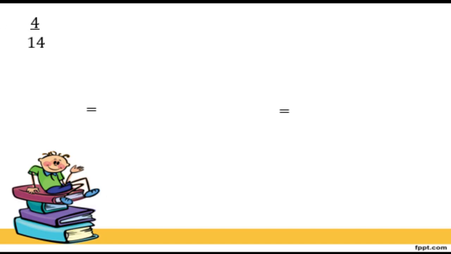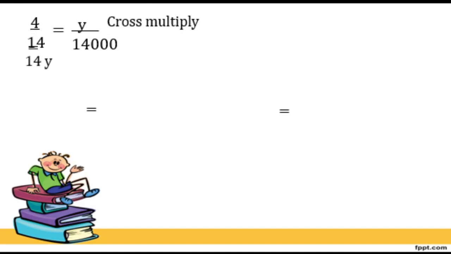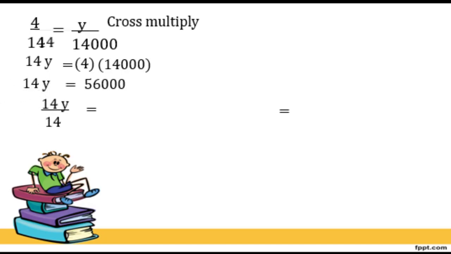So 4 over 14 is equal to Y, for the third child. So cross multiply. 14Y is equal to 4 times 14,000, which is 56,000. Then divide all terms by 14. So 56,000 divided by 14, and Y is equal to 4,000. And the last one is for the Z.